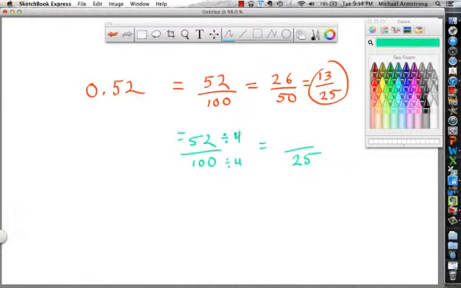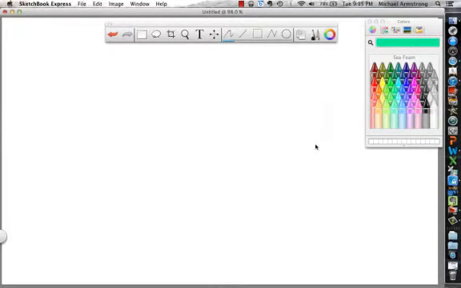4 times 10 is 40. And 40 plus 12 is 52. So if it takes 10 to get to 40 and it takes 3 to get to 12, then 13 is what it takes to get to 52. 10 plus 3. I don't know if you can see what my head is doing here. It's just a quick way to divide or multiply, reverse division. Okay, that's that one, 13/25.